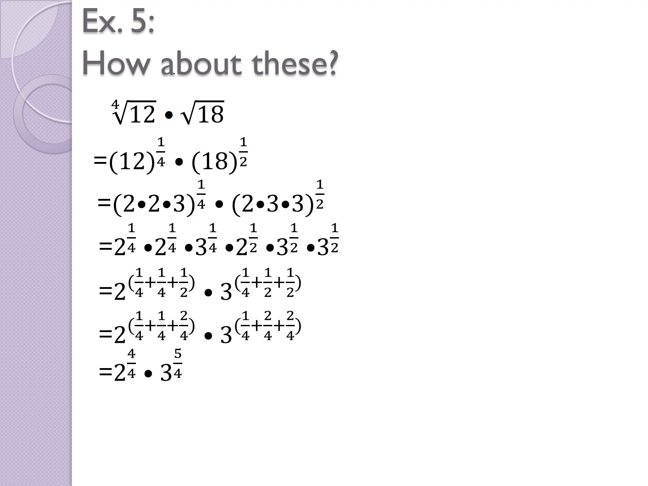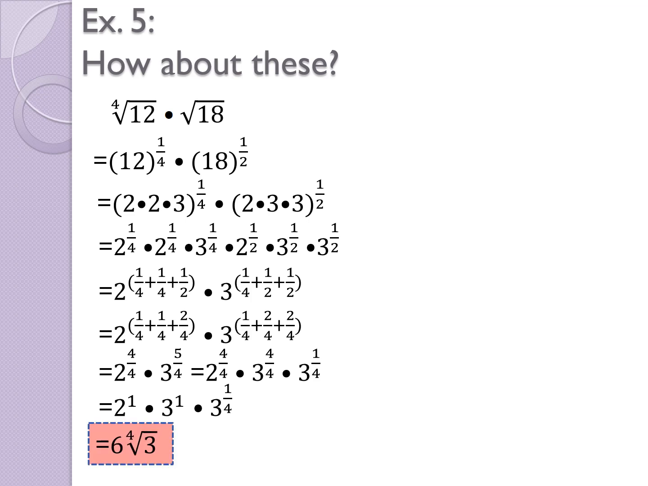That's kind of like 4 over 4 plus 1 over 4. So I kind of split my 3's back up. Okay, so do you see right there how I split that back up so I have a whole number? 4 over 4 becomes 1, and that leaves me a 1/4. Now, the 4 over 4, those are just 1. So that becomes 2 times 3, and then 3 to the 1/4. So 2 times 3 is 6. That becomes 4th root of 3.